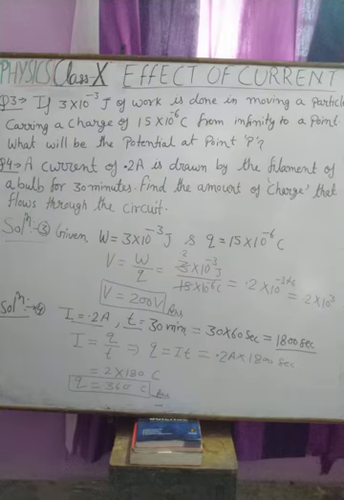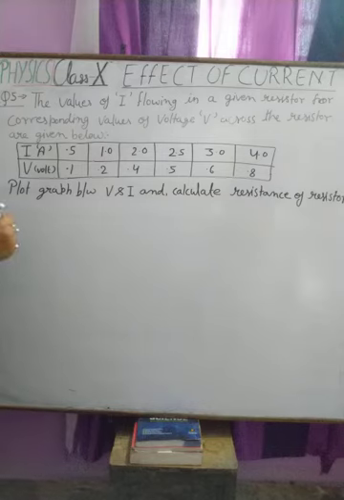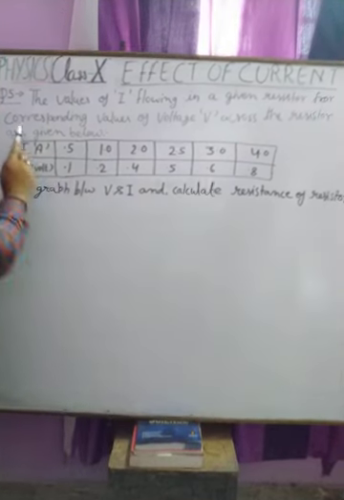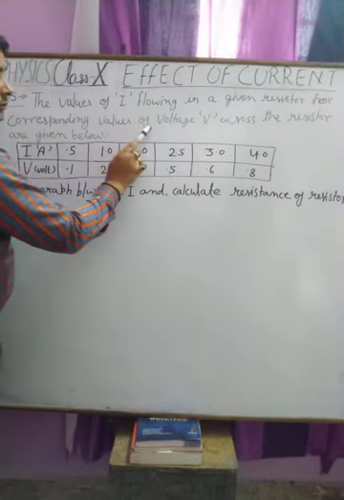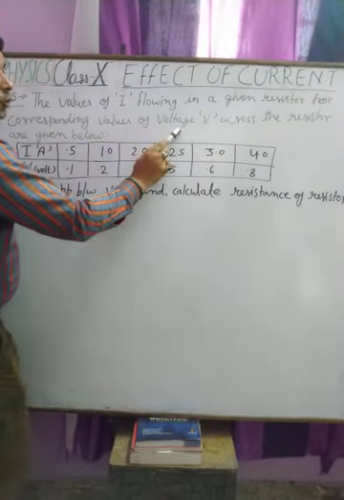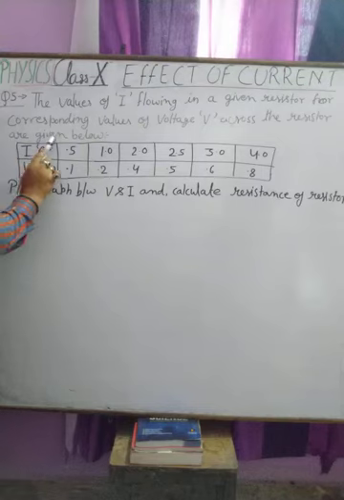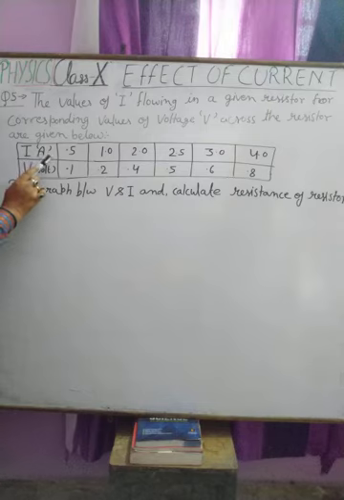Okay, student, we are moving to another question. We have a question related to Ohm's law in which the values of current flowing in a given resistor for corresponding values of voltage V across the resistor are given in the table, that is, current in ampere and voltage in volt.